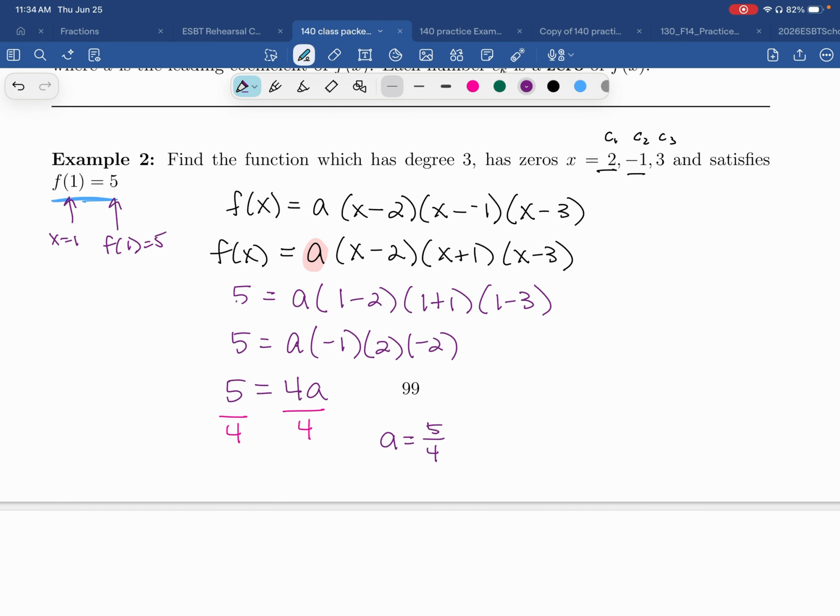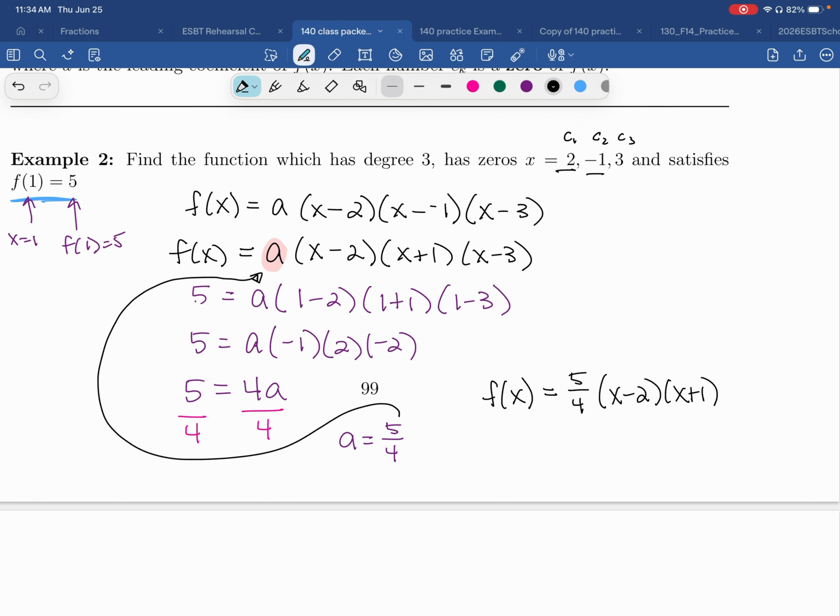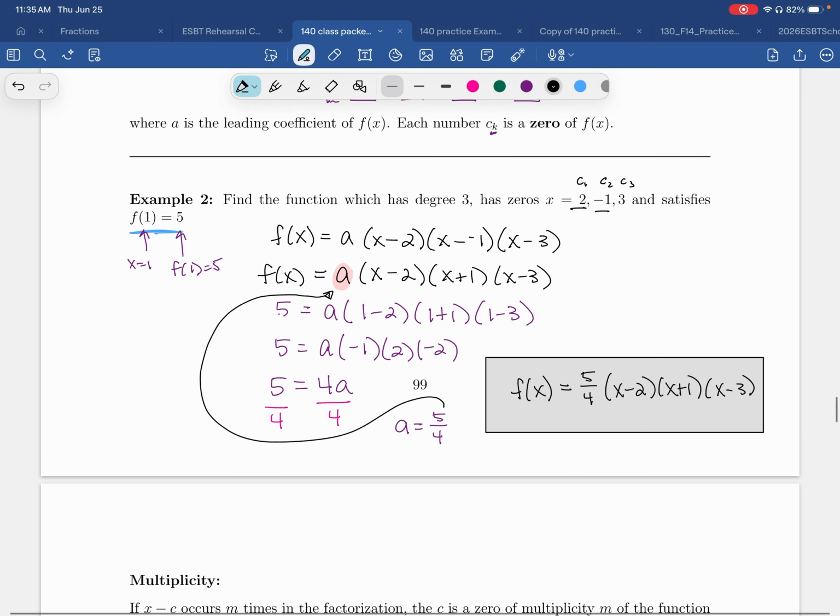You can switch it to a mixed number, but I wouldn't. I would leave that as an improper fraction. And all we're going to do is take that and plug it right back in up here. Okay? And that'll give us our final answer of f of x equals 5 over 4 times x minus 2 times x plus 1 times x minus 3. And that satisfies all the conditions here, because if you were to plug in a 2, you get a 0 in that first set of parentheses, and times everything makes it 0. Same thing for your other zeros. And then having the 5/4, if I plug in 1, I end up with 5. Okay, and so that's my final answer for example 2.